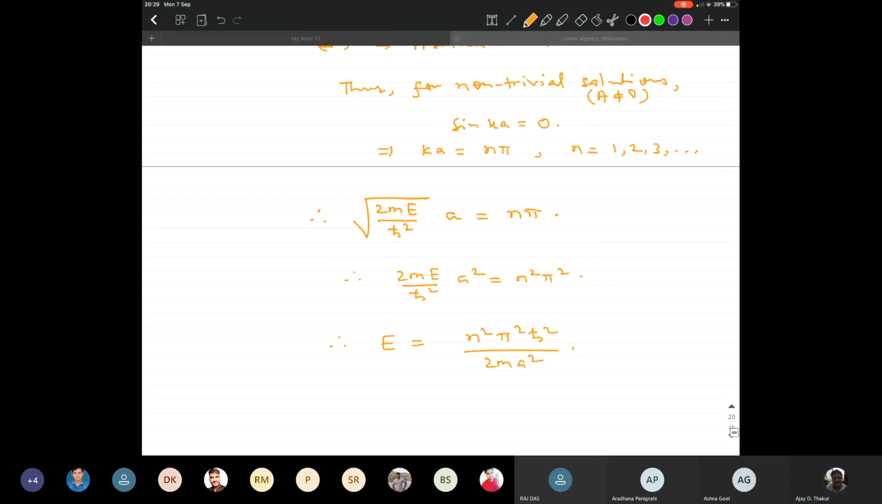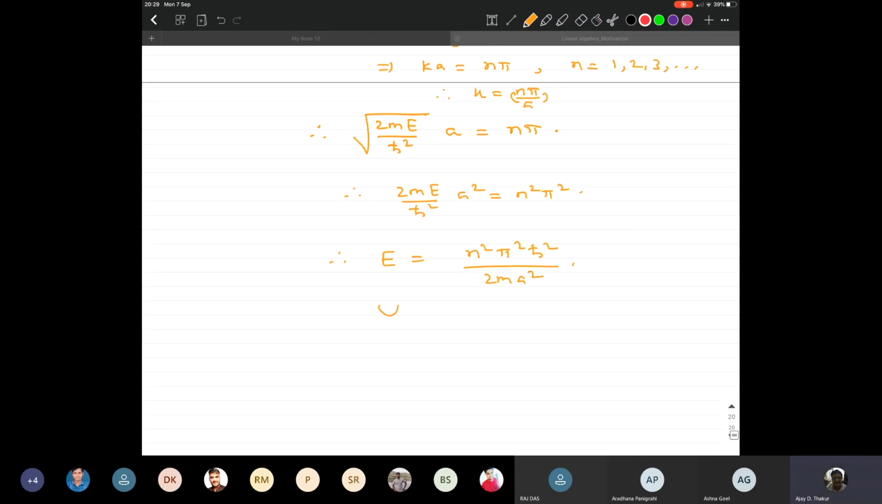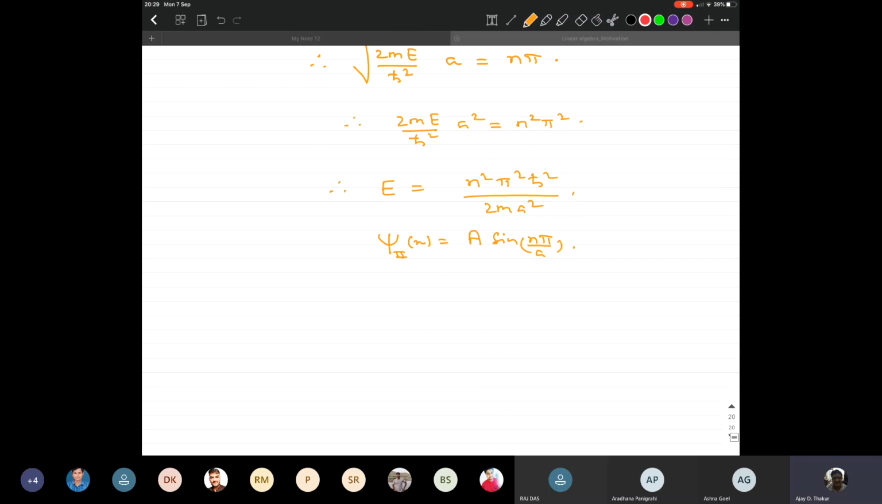And similarly, because k is n pi, k is n pi by a, and therefore the corresponding psi 2 of x is equal to A sine n pi x by a. Just from the condition that mod psi square describes the probability, the wave function will be A sine n pi x by a.